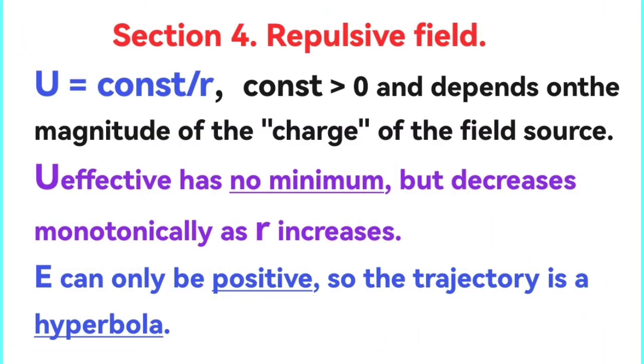Section 4. Repulsive field. The potential energy in a repulsive field is equal to some constant divided by the distance. This constant, as in the case of an attractive field, depends on the magnitude of the charge of the field source and is assumed to be positive.